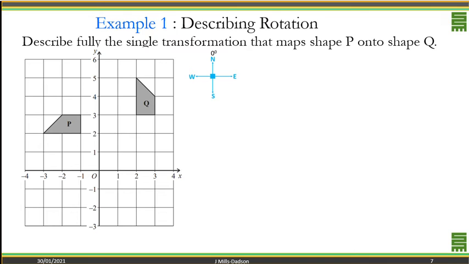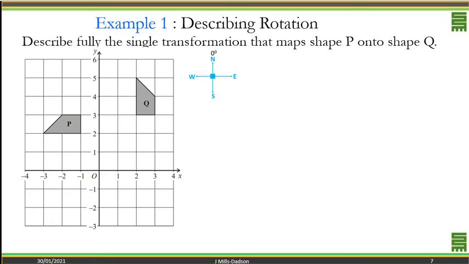Now, in describing rotation, there are three things important to be mentioned. The name of the transformation, which in this case is rotation. We need the angle and the direction, not just the angle, the direction as well, and also the center of rotation. Now, the center of rotation is tricky to find.